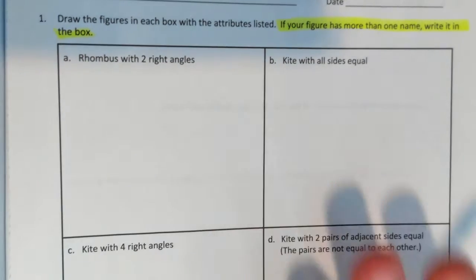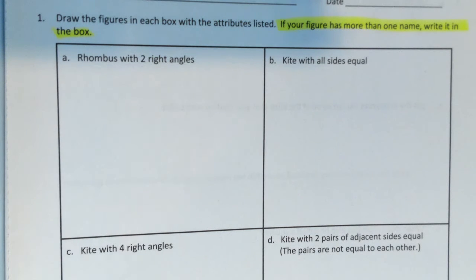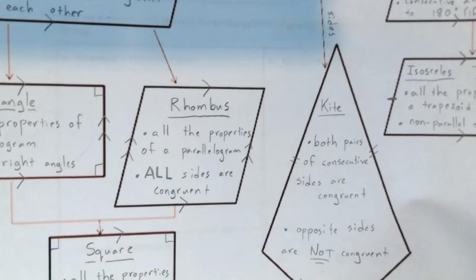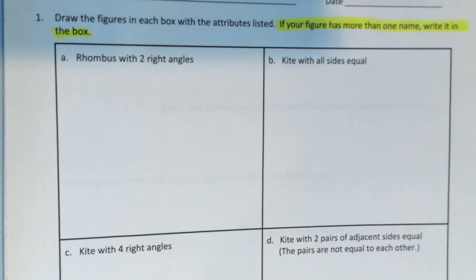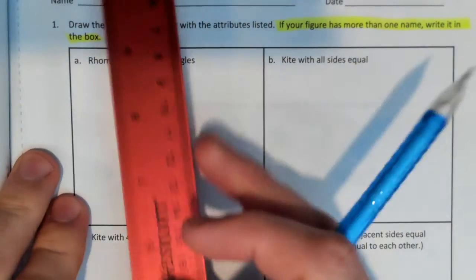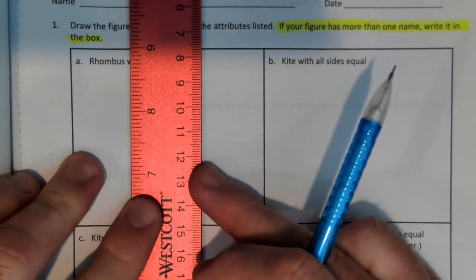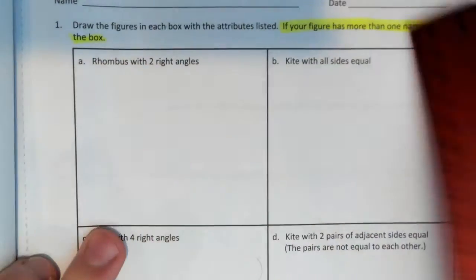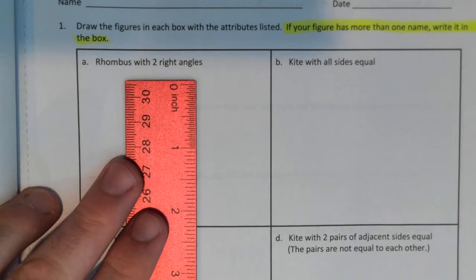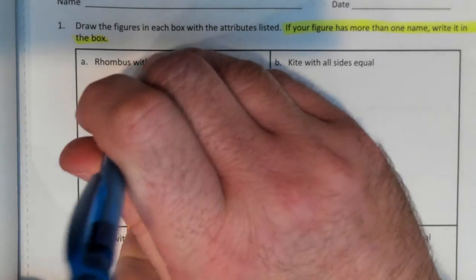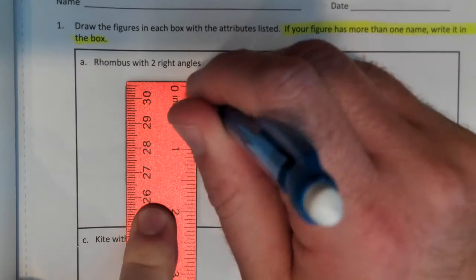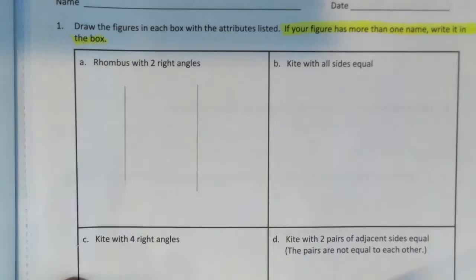Now to do this, I need to think. What are the properties of a rhombus? Well, looking at my notes, which I'm sure you all have, it has all the properties of a parallelogram, so 4 sides, 2 pairs of parallel sides, opposite sides are congruent, all that good stuff. But a rhombus also has sides that are all congruent. Okay, so I know that whatever I do, and a ruler can help with this, I'm going to use the sides of the ruler, and I'm just going to very lightly trace the side of the ruler right there.